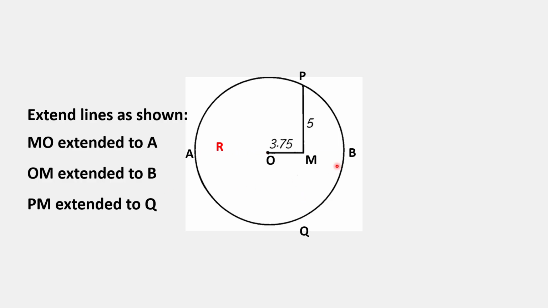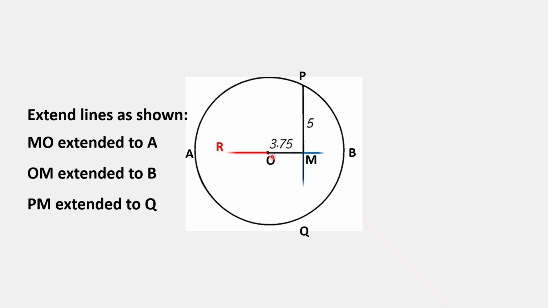Now extend the line as shown. See, we have shown it by different colors. From O, we are extending this to A, and from here, we are extending it to B, and downwards, we are extending it to Q. And let the intersecting point be M, the point where the two lines cut each other. From M horizontally, we extend it to A and to B, and vertically, we are extending the line PM to Q.